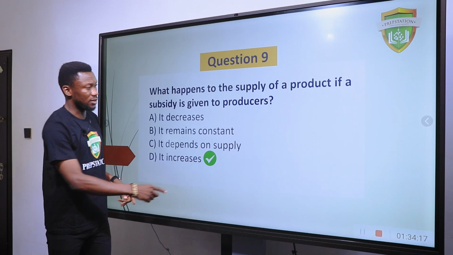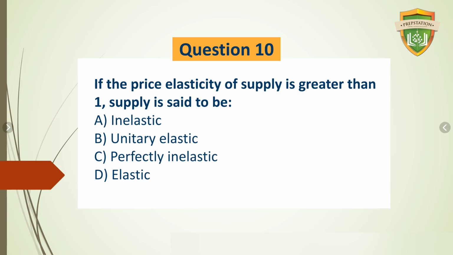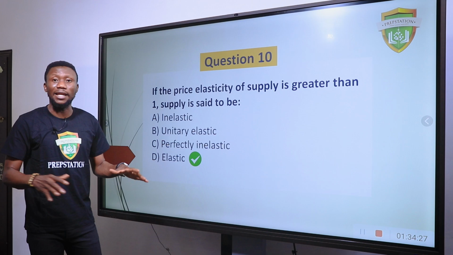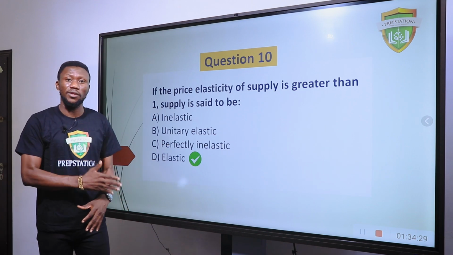it increases. And the last question is, if the price elasticity of supply is greater than 1, supply is said to be what? What exactly? And we all know that it's elastic. Another word for this is fairly elastic.